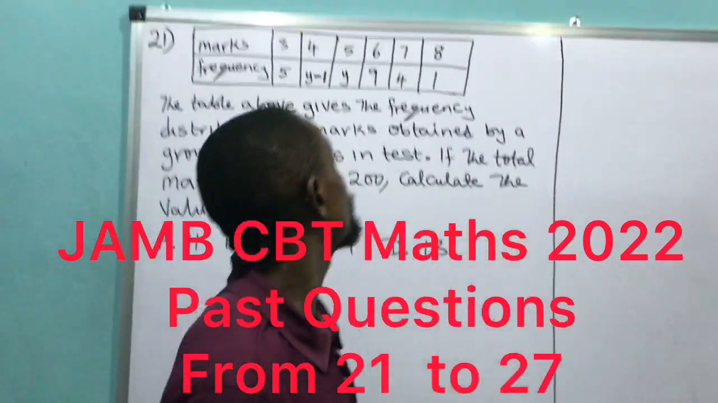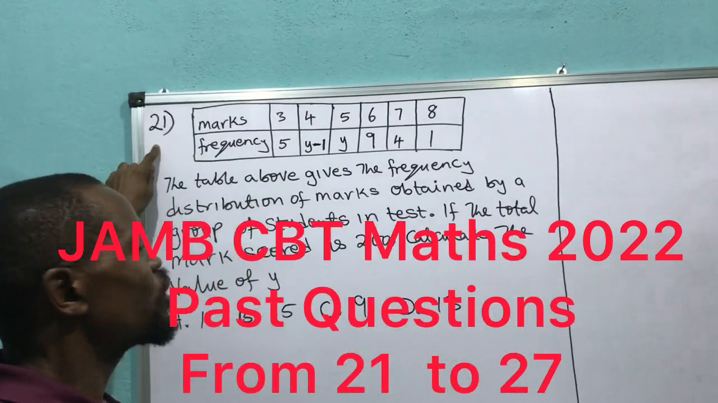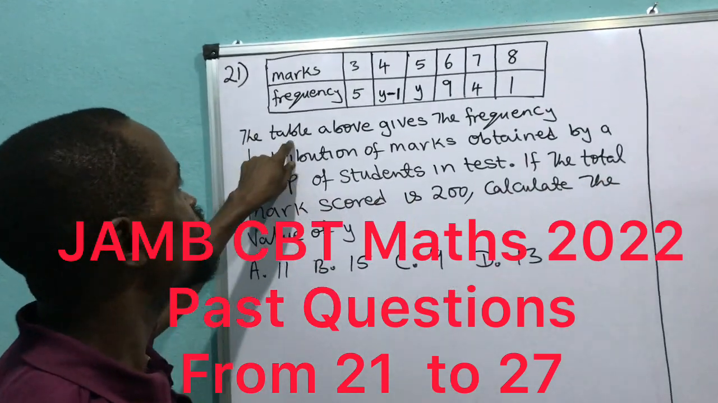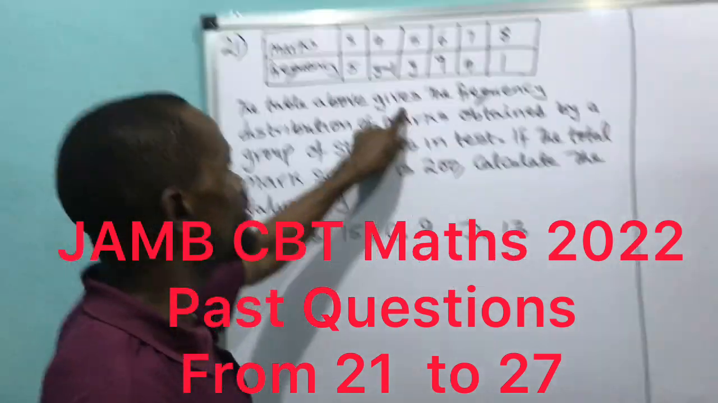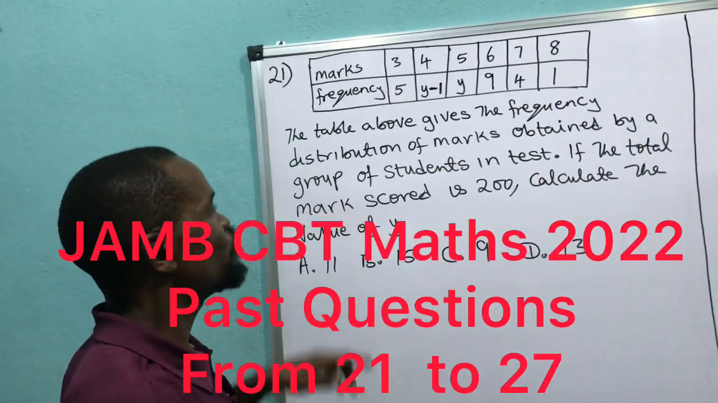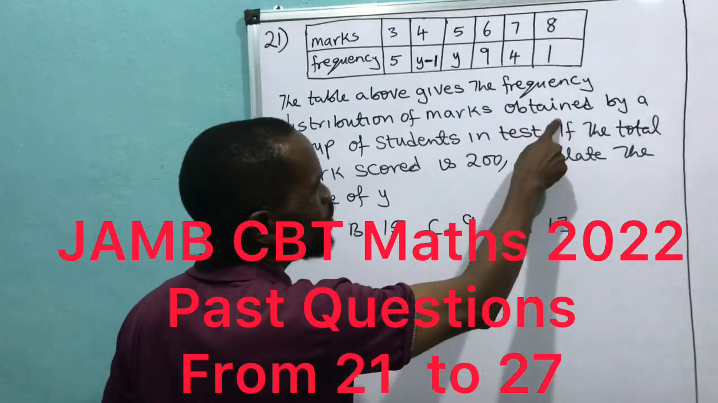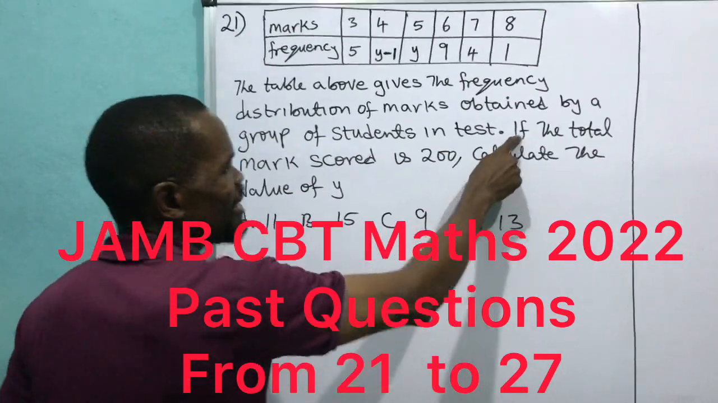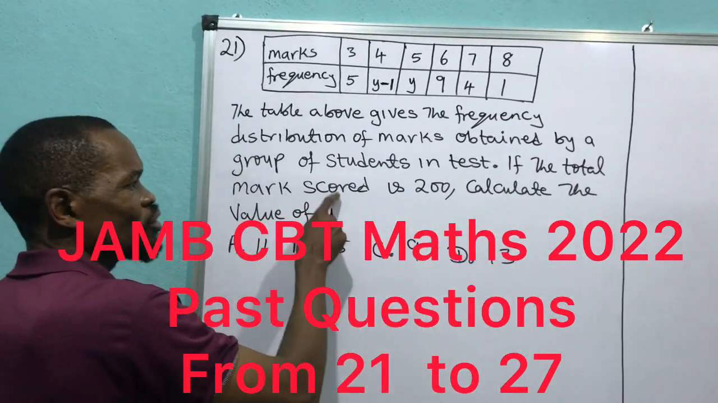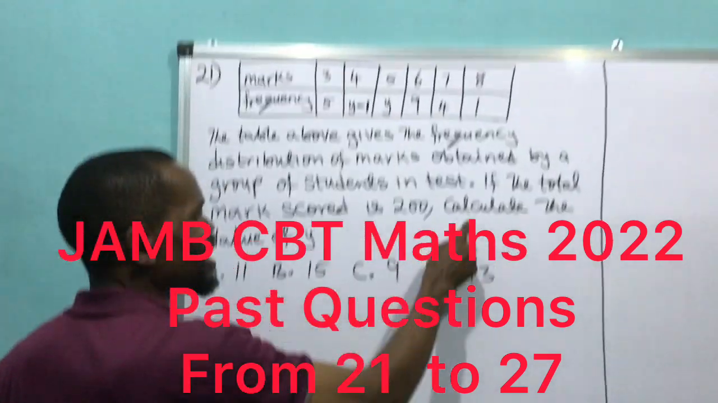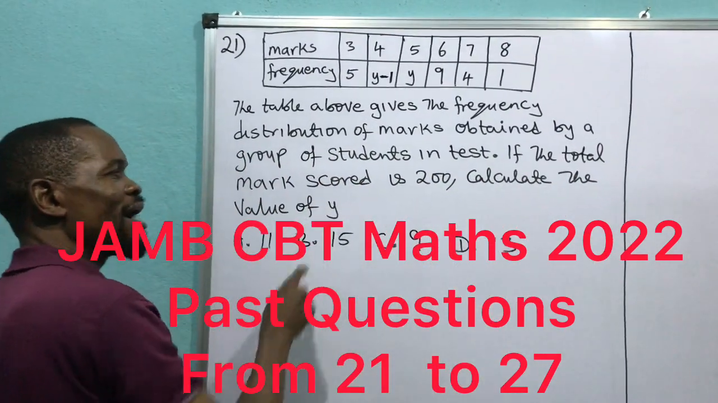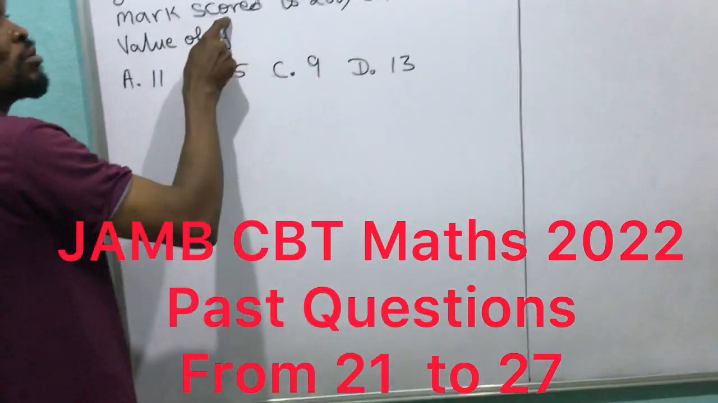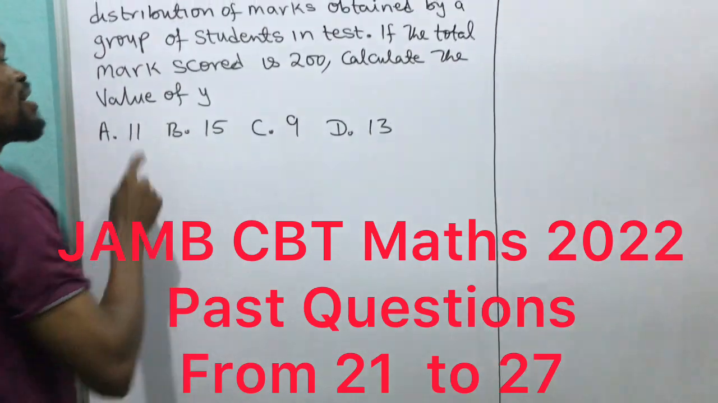This is question number 21. Question number 21 says, the table above gives the frequency distribution of marks obtained by a group of students in a test. If the total mark scored is 200, calculate the value of y.